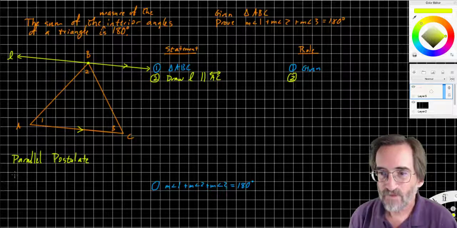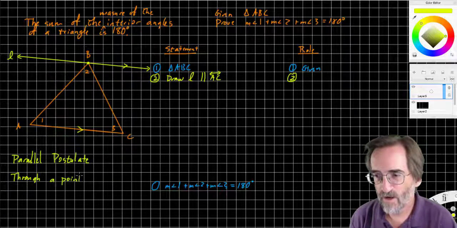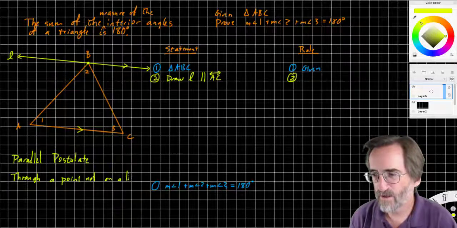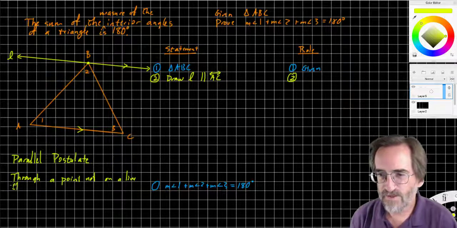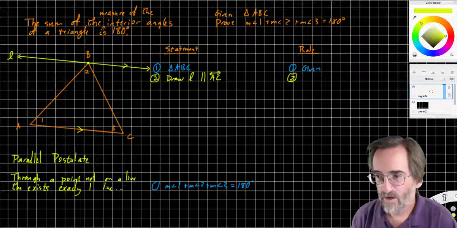Okay? Through a point not on a line, there exists exactly one. So first of all, it exists, and there's only one line parallel to the line.